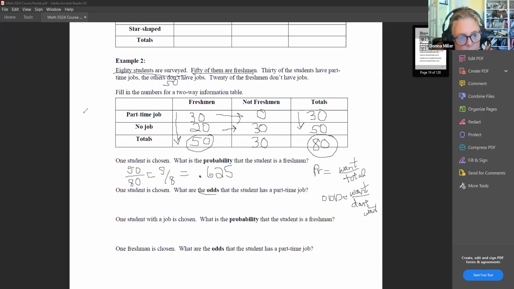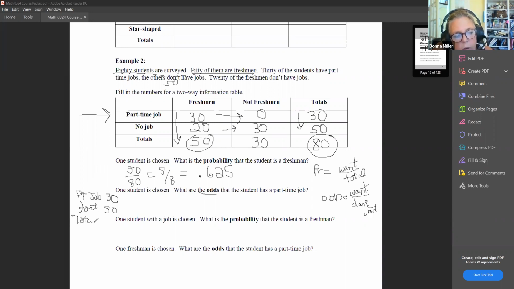So let's go over here to part-time jobs. All right, so wait a minute, what I want, so there's 80 total. I make a little table here. How many students have part-time jobs? There's 30 that don't, right? Let's say it's a part-time job. So there's going to be 30 that do. Those that don't is 50, and the total's 80.